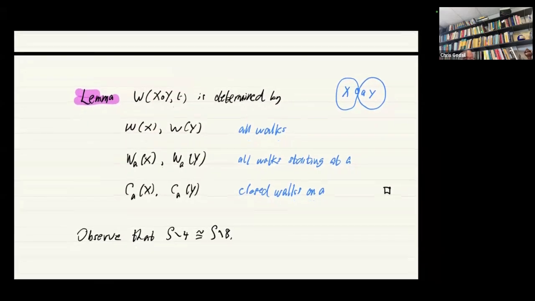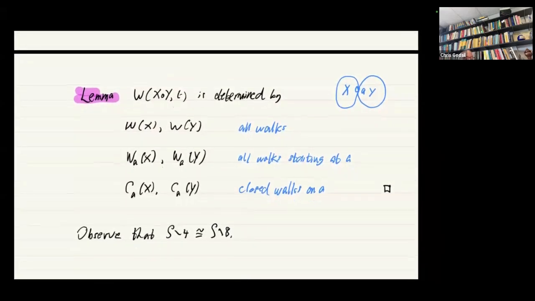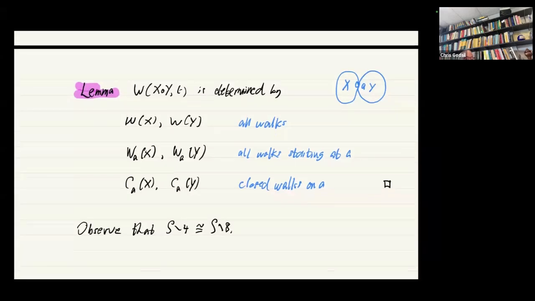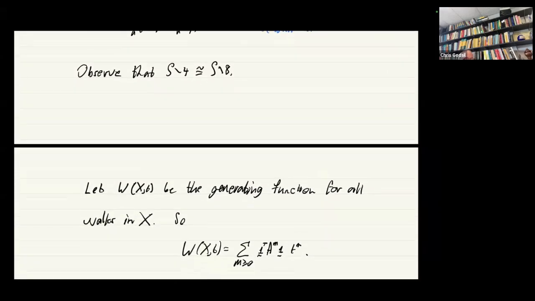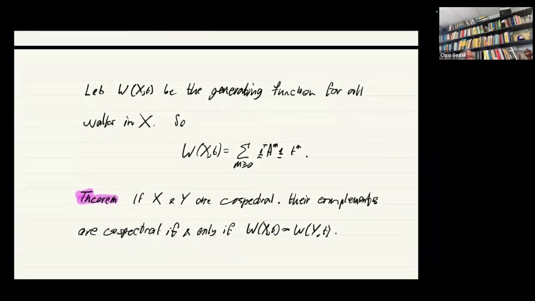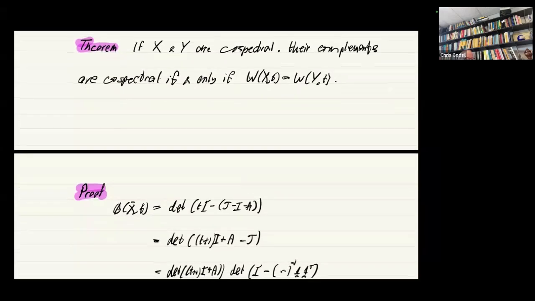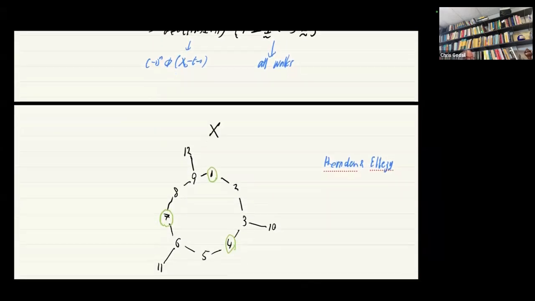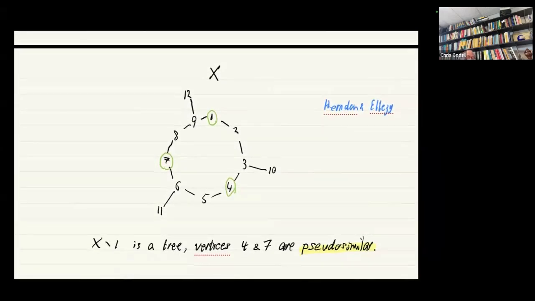Actually, I'll leave that there. I won't go through the proof. I want to go on to something else. Let's skip this. Two things I want to do.